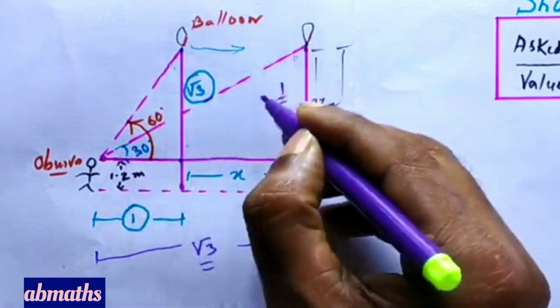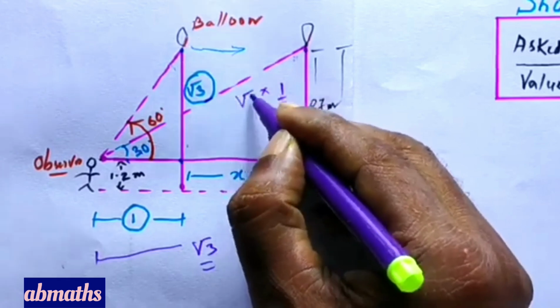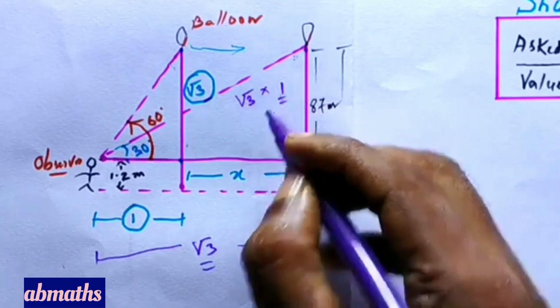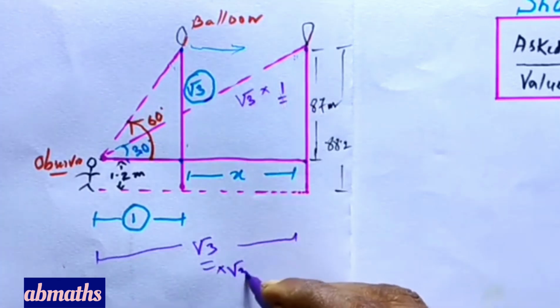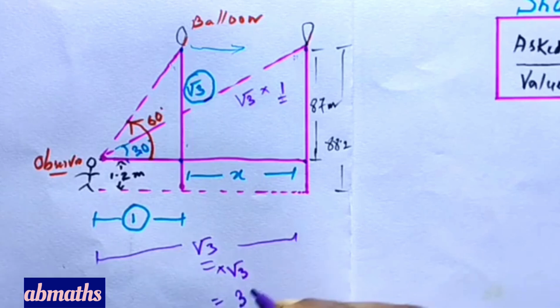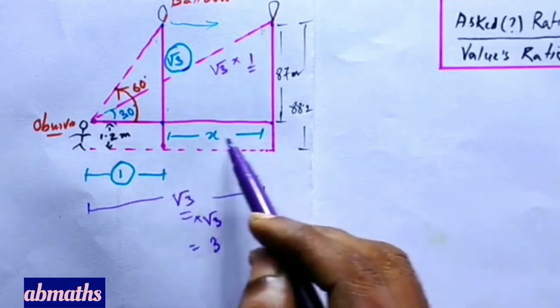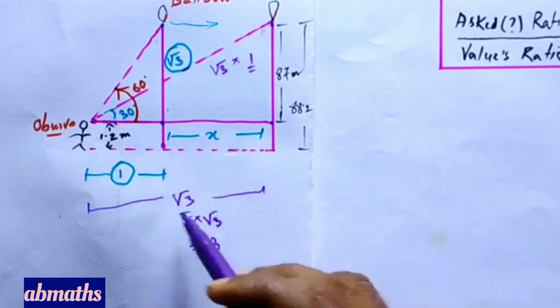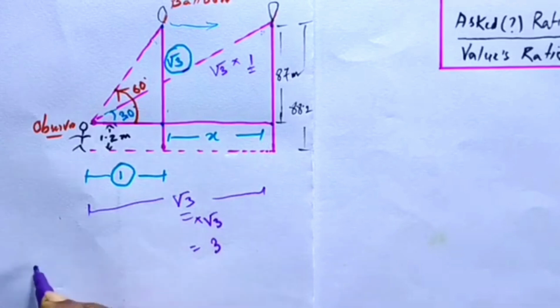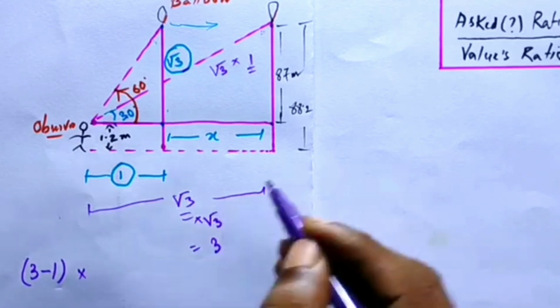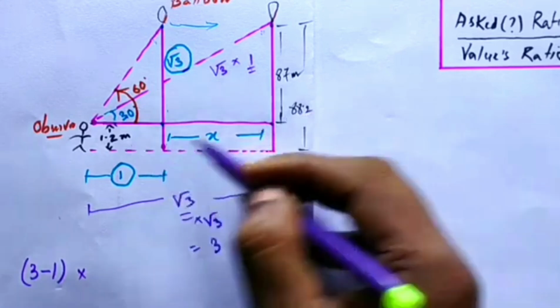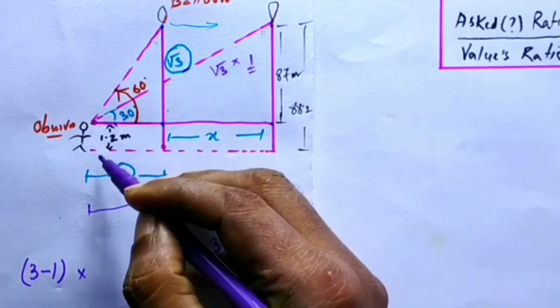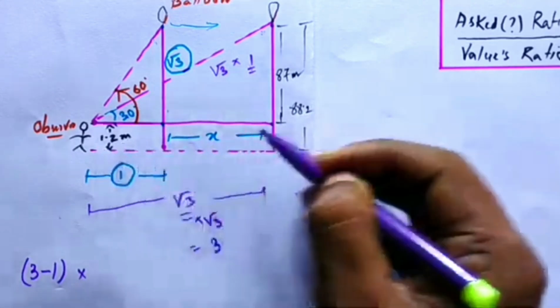To make it same, we multiply with root 3, and this also we shall multiply with root 3 to get 3. Now the question is asking to find out this part x. So the arcs ratio will be 3 minus 1. So it will be 3 minus 1 within bracket into the value, which is 88.2 minus this height. From 88.2, we subtract 1.2 and we get 87.